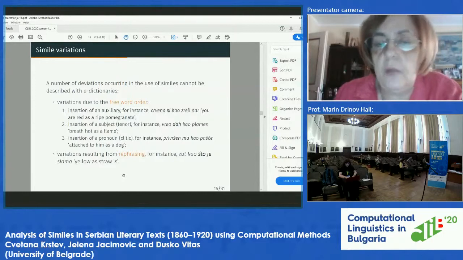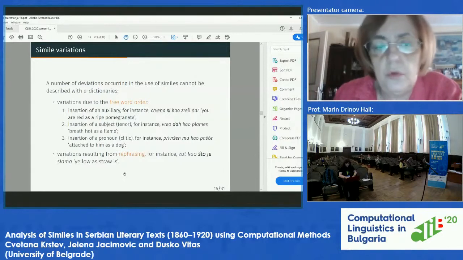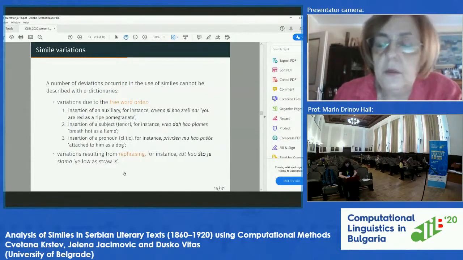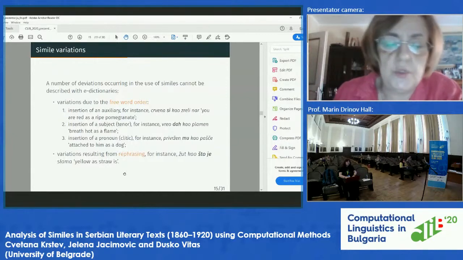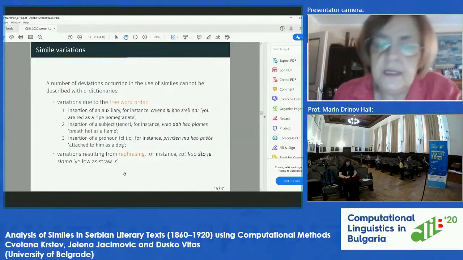There are also variations due to free word form. So there can be insertions of an auxiliary. For instance, you are red as a ripe pomegranate. So here we see an auxiliary occurring in the simile figure. Then a subject or tenor can be inserted also, or some pronoun. There are also possible rephrasings, so we can have "žut kao što je slama", yellow as straw is. That would be a literal translation.